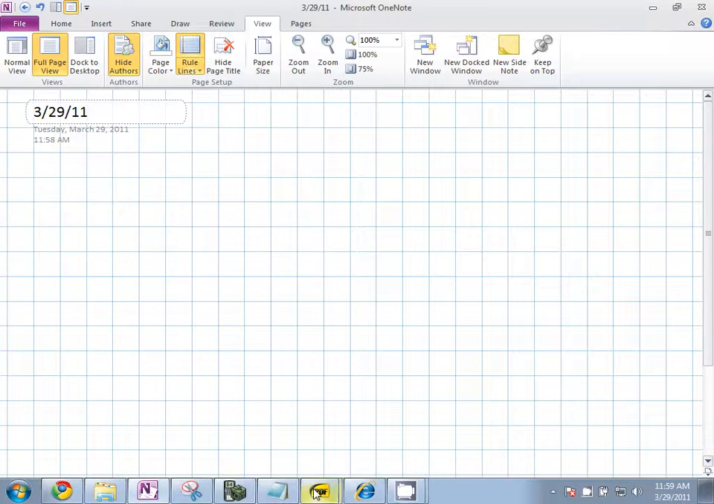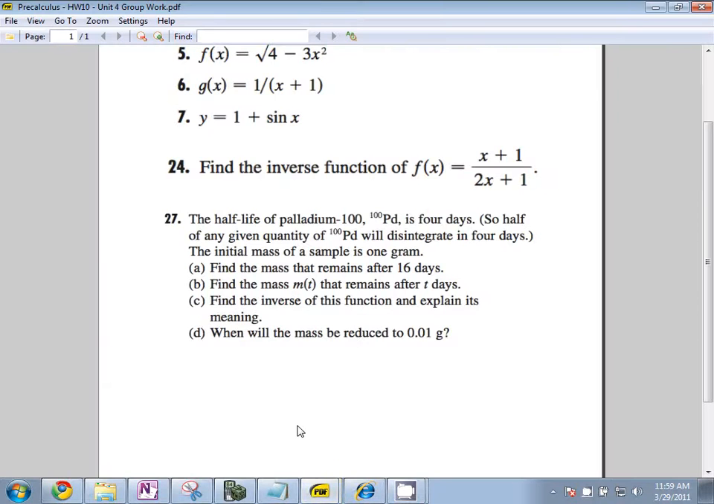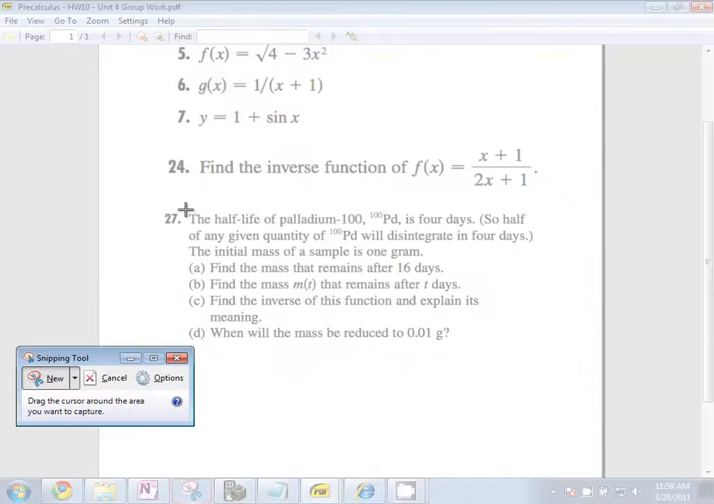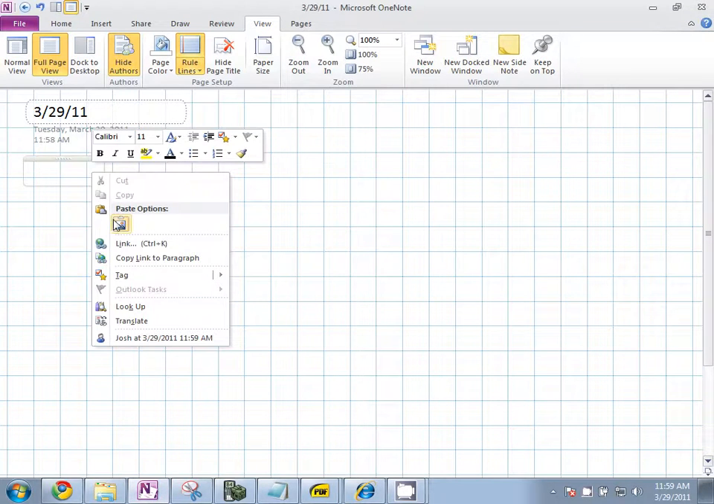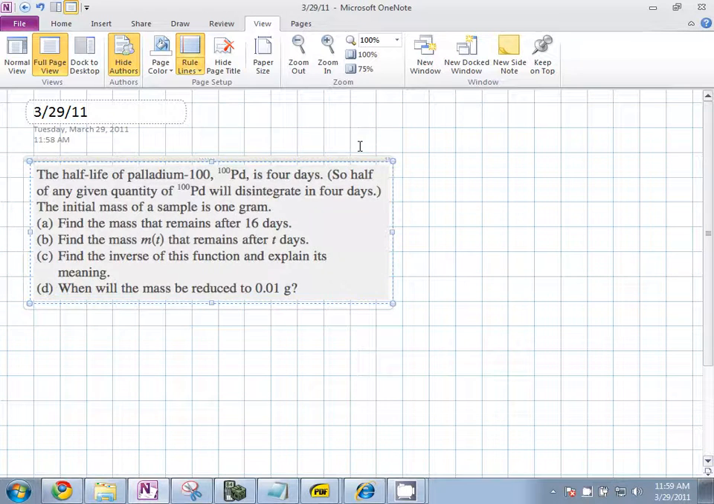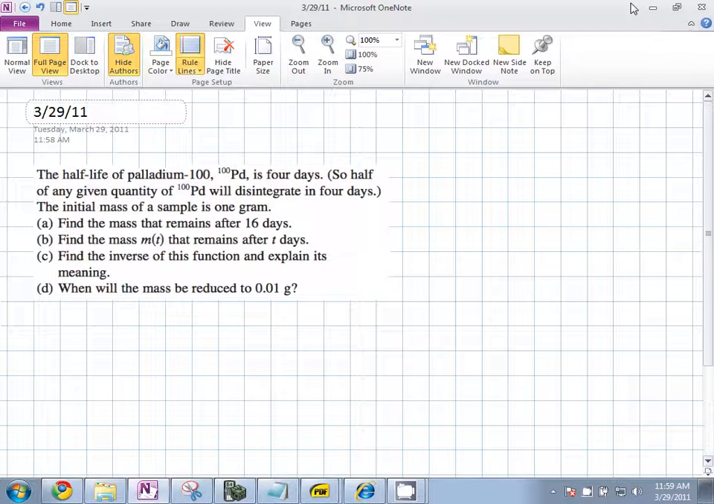On that last question on the homework, talking about this one, right? The Palladium question. Are you familiar with the idea of half-life of radioactive material? Half-life, yeah. So the idea is after a certain amount of time, it always loses half, and half, and half.